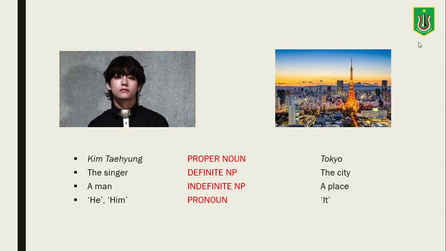The proper nouns, for example, are Kim Tae-hyung and Tokyo. Definite noun phrases are the singer and the city. Indefinite noun phrases are a man and a place. And the pronouns of Kim Tae-hyung are he and him, and the pronoun of Tokyo is it.